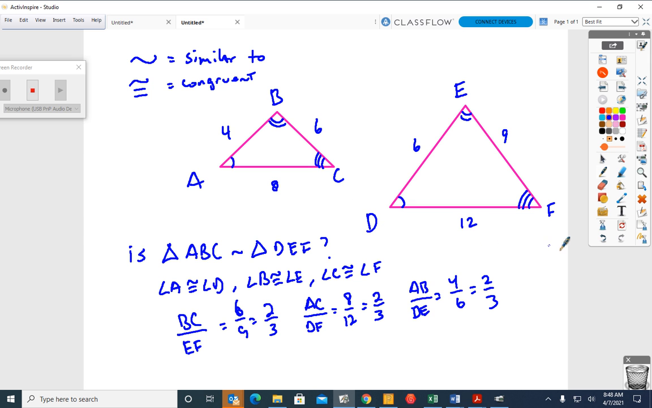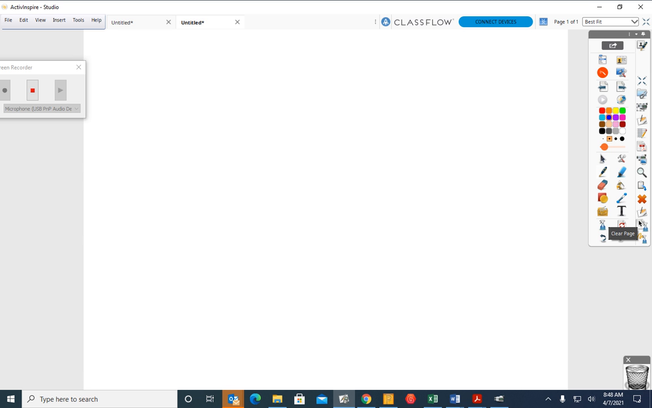Okay. Now, can I erase this? Okay. When we use a similarity statement to determine a missing side, we're going to set up a proportion. If we do proportions to find a missing side, it's easy. All we have to do is find our cross products, and then solve for the variable.